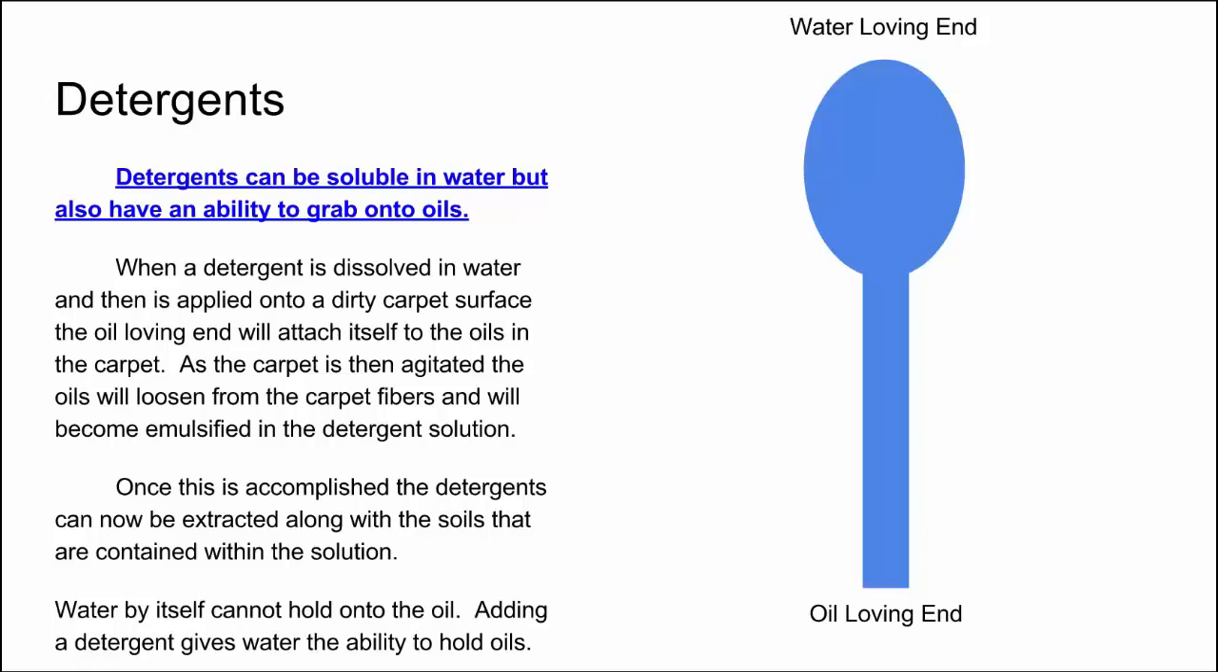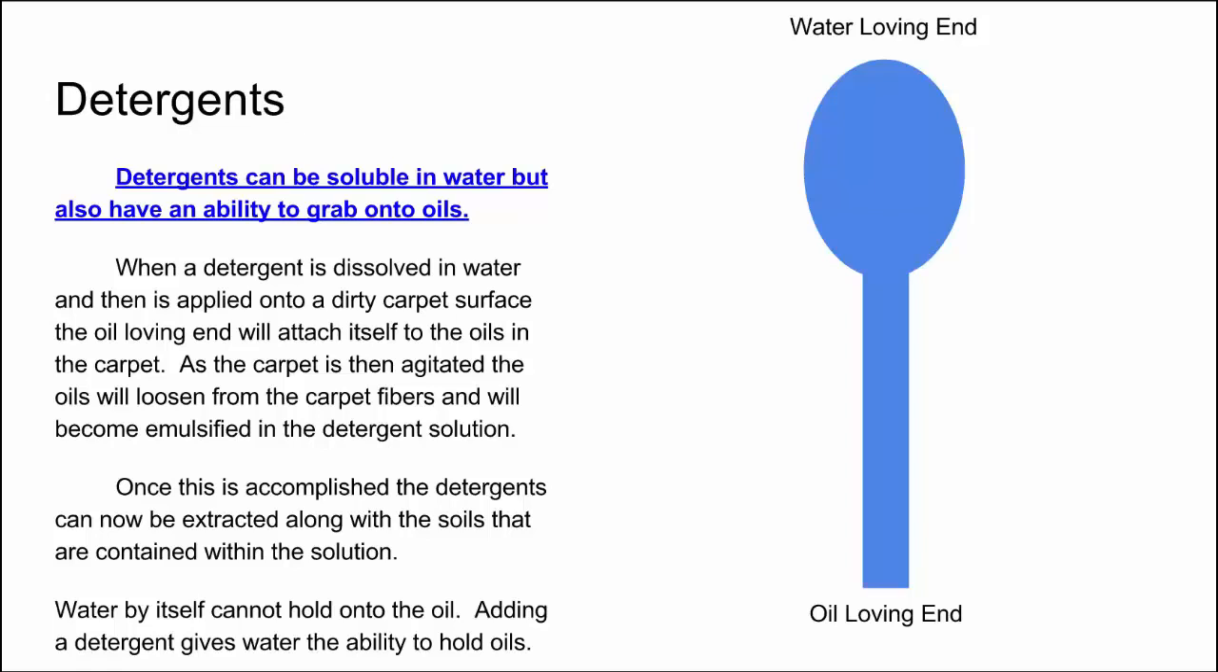So on the right-hand side there, you see what a detergent looks like at the molecular level. It's going to have a water-loving end, and it's going to have an oil-loving end. So the water-loving end is just grabbing onto the molecules of water, while the oil-loving end is going to seek out any type of oil.